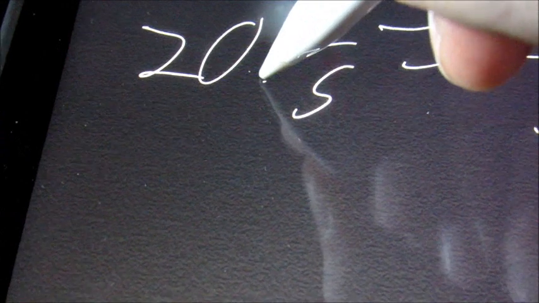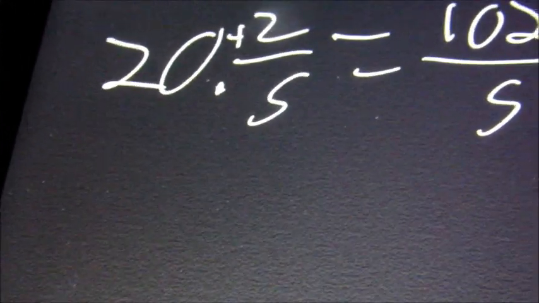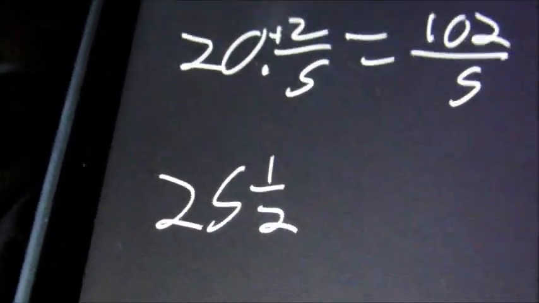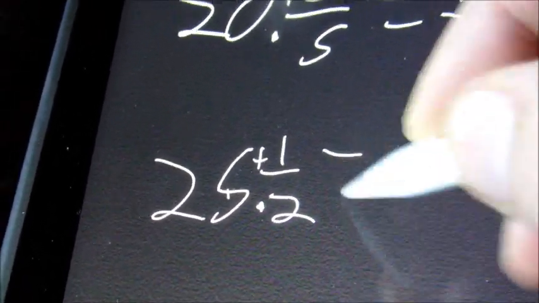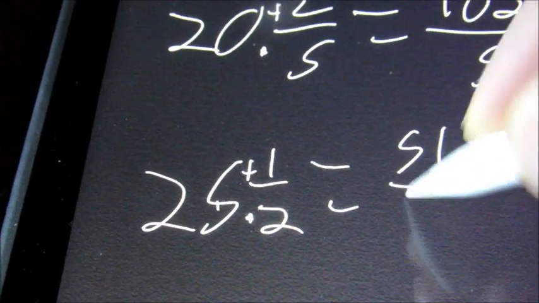So one thing you can do is put a times here and a plus here. That's how some people remember it. Let's say we have 25 and 1/2. 2 times 25 is 50, plus 1 equals 51, and it's all over 2.